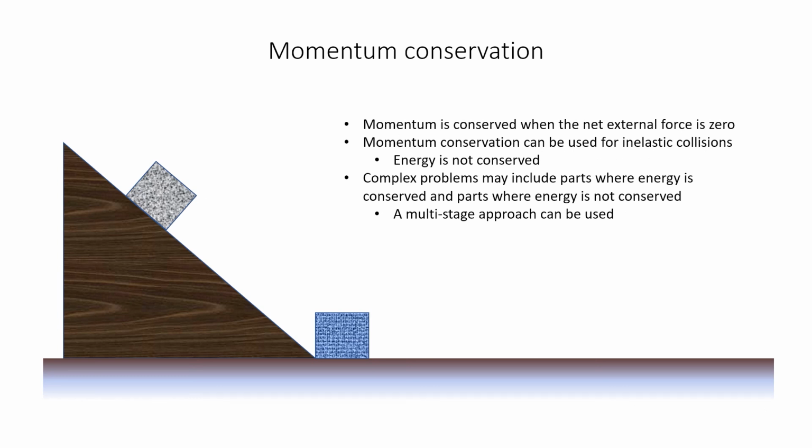So to recap, we talked about when momentum is conserved, that's when the net external force is zero. We can use momentum conservation for inelastic collisions. Those are collisions where two things stick together completely. Energy is not conserved during a completely inelastic collision or even a partially inelastic collision. For complex problems, there may be parts where energy is conserved, but momentum is conserved in other parts, so we can use a multi-stage approach for problems that are more complicated.